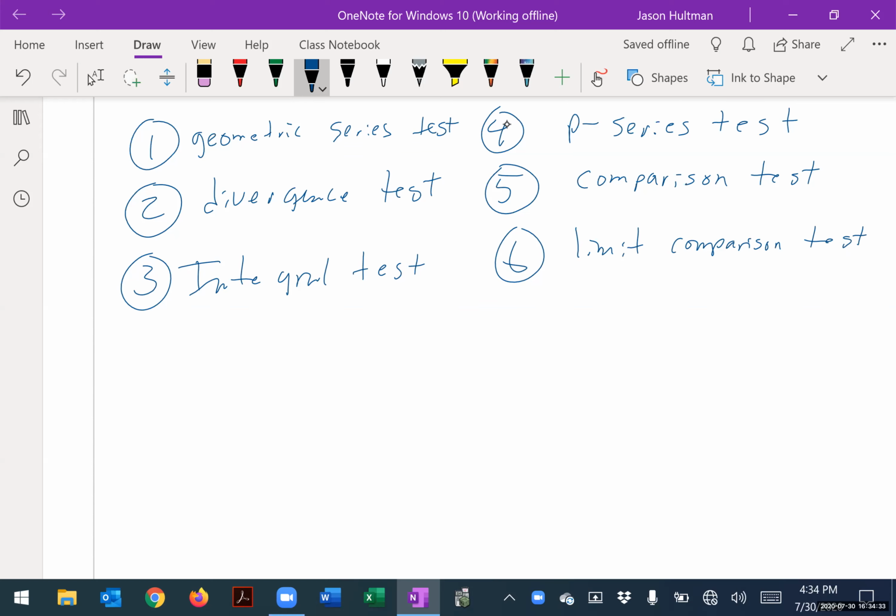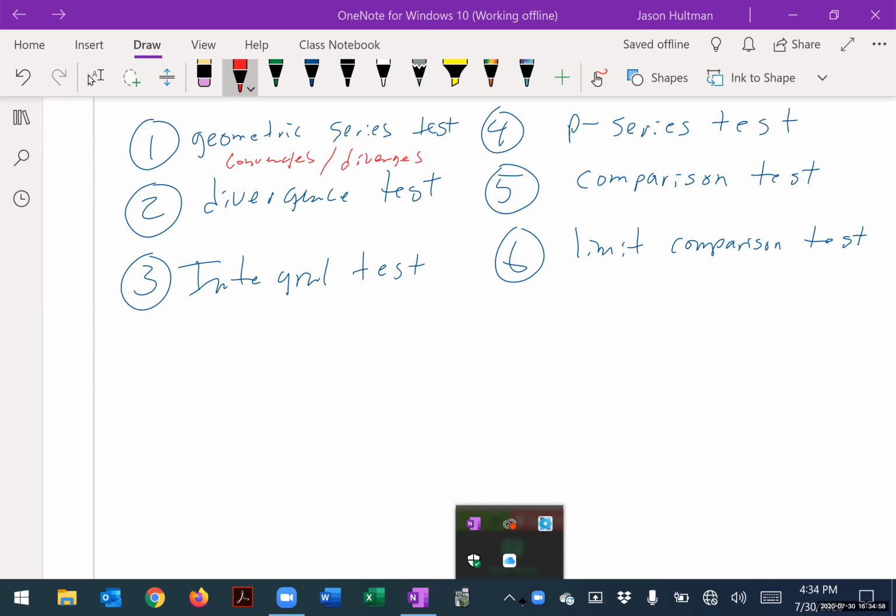Okay, so the geometric series test. Can I test for convergence? Is that a convergence test or a divergence test? Well, I can do both, right? So this can tell me if it converges, or it can tell me if it diverges. Does that make sense? The divergence test can only tell me if it diverges.